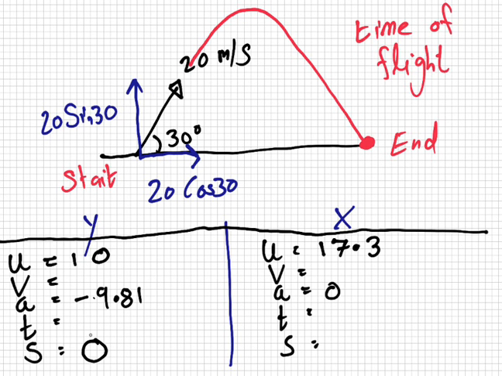Look, if I say up is positive, then gravity is negative. If I say down is positive, then gravity is positive, and up will be negative then. In this case, 20 cos is positive and 20 sine is positive. So that means the gravity must be negative to be opposite.